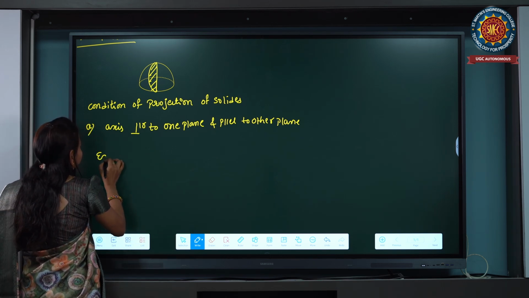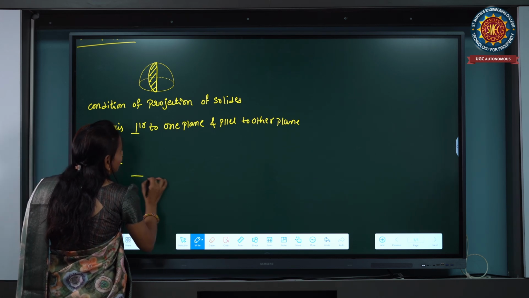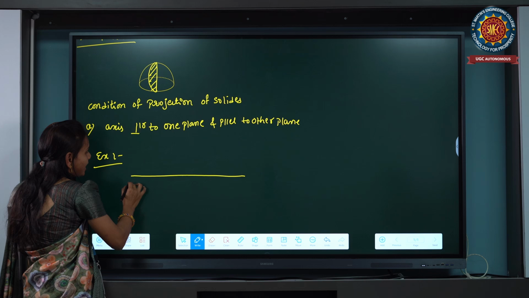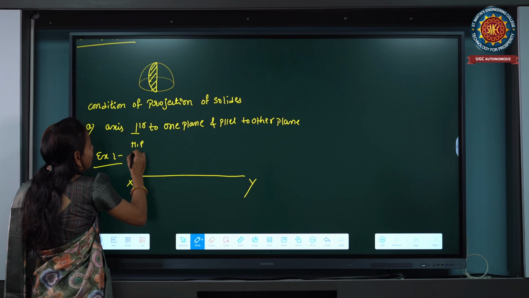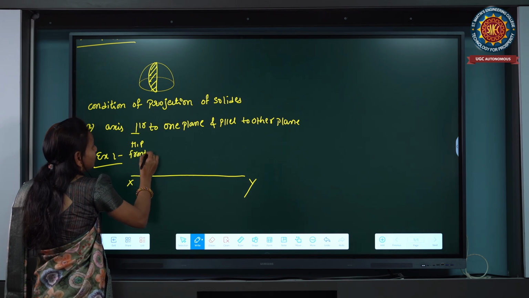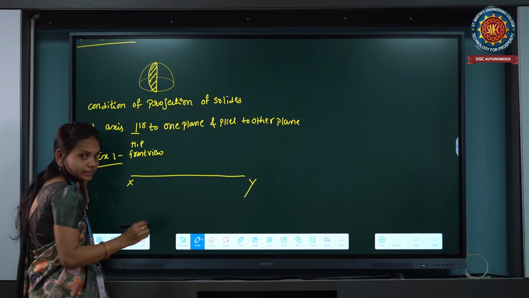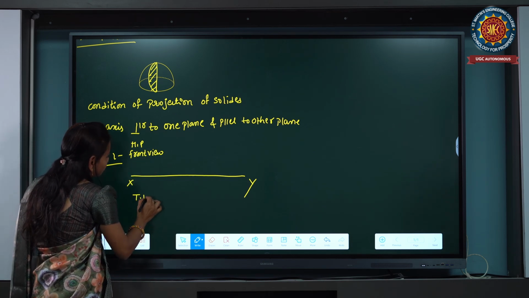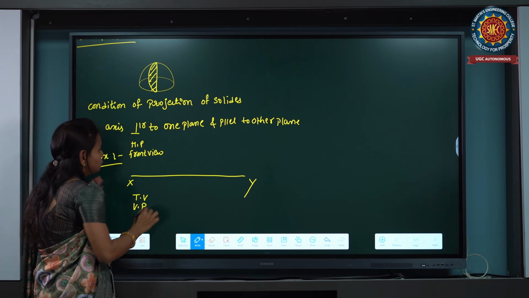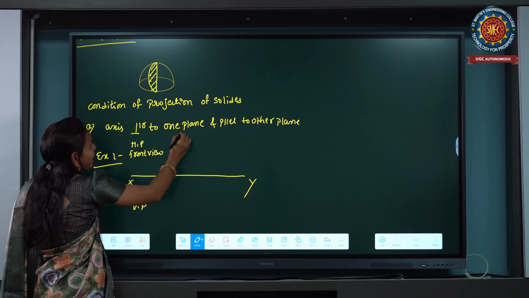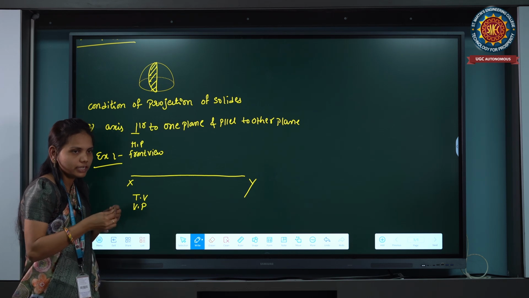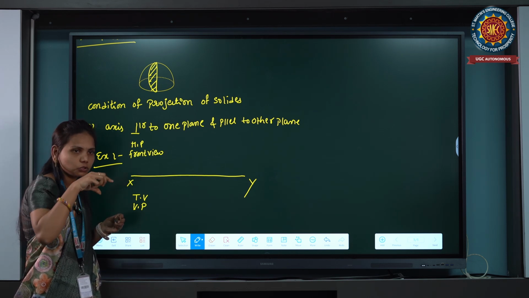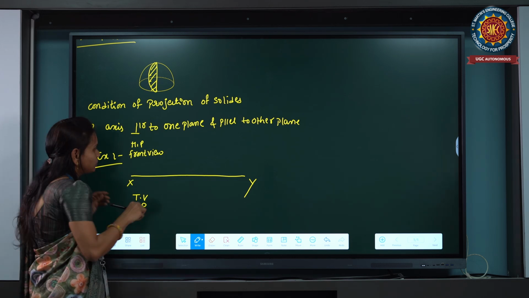For example, first draw the reference line. This is the XY line. This is the HP, and we call it the front view. And this is the top view, or VP. VP means vertical plane. So the first one is axis parallel to HP, perpendicular to another plane. Parallel to HP means this is the position. Here we are observing the total object in top view, right?